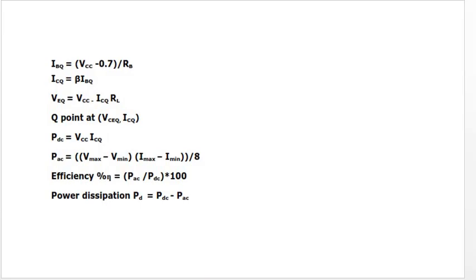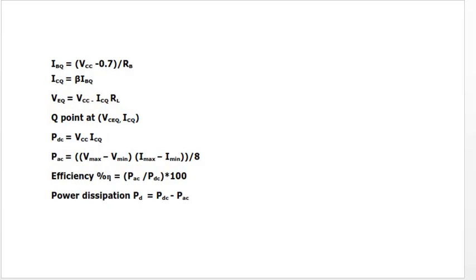Derivation: the base operating point IBQ is equal to (VCC minus 0.7) divided by RB. RB is the equivalent resistance, in which R1 and R2 are in parallel. Now the collector Q point ICQ is equal to beta into IBQ. Beta represents the current gain. VCEQ is equal to VCC minus ICQ into RL.